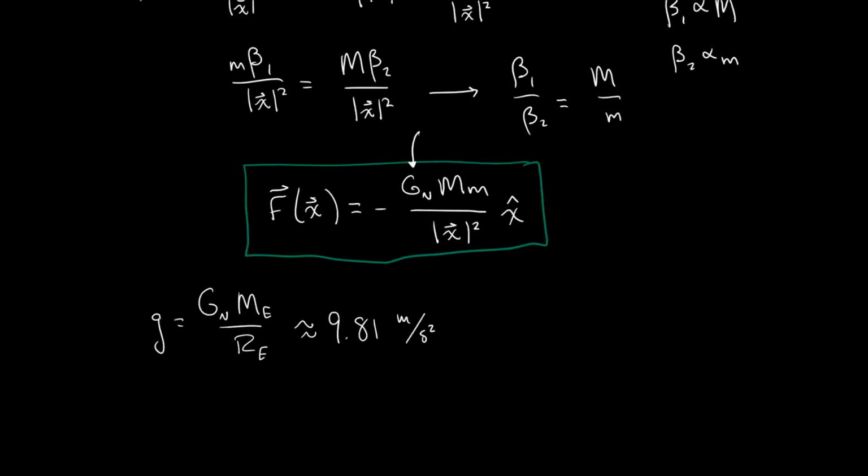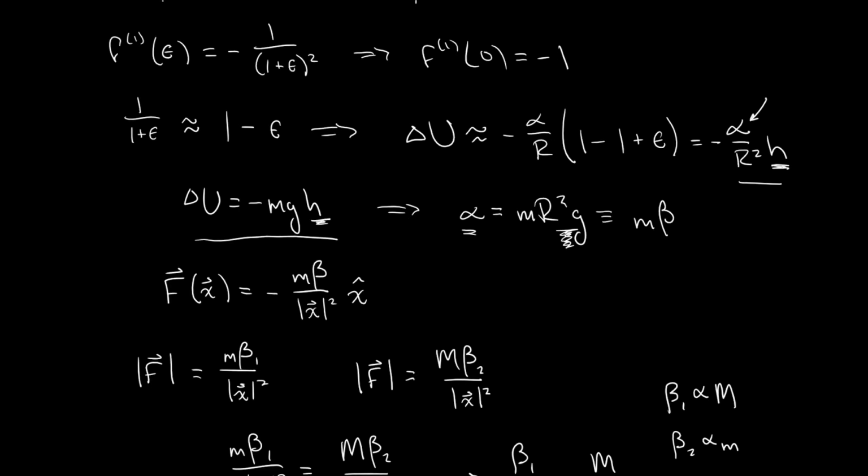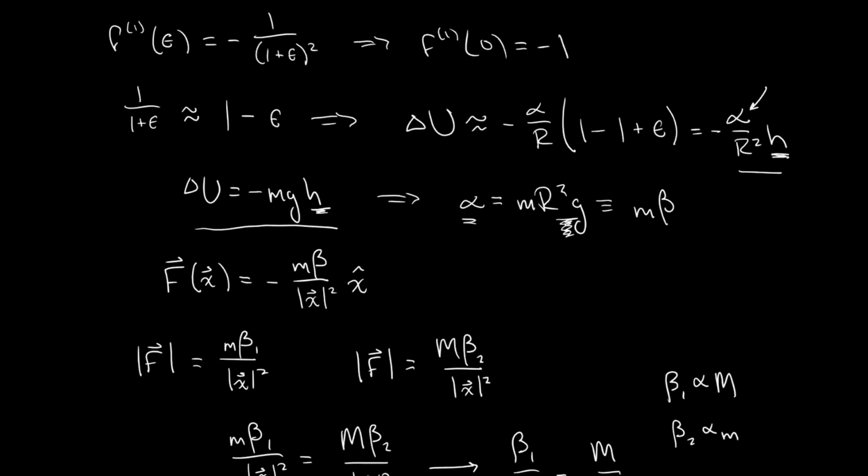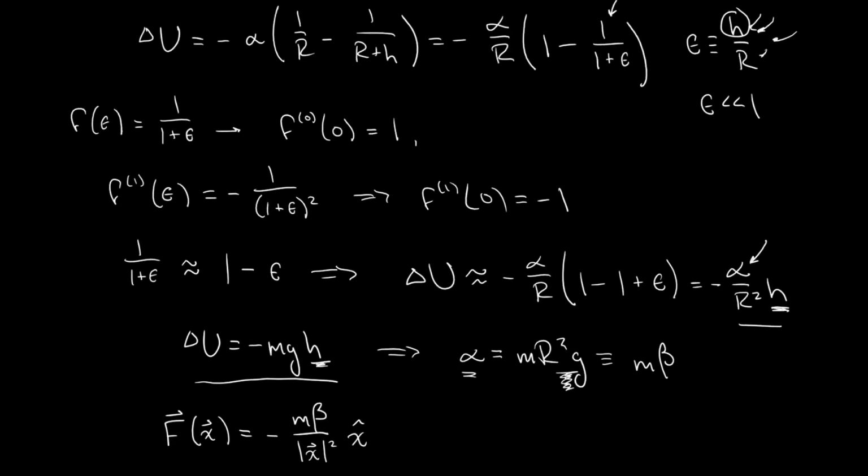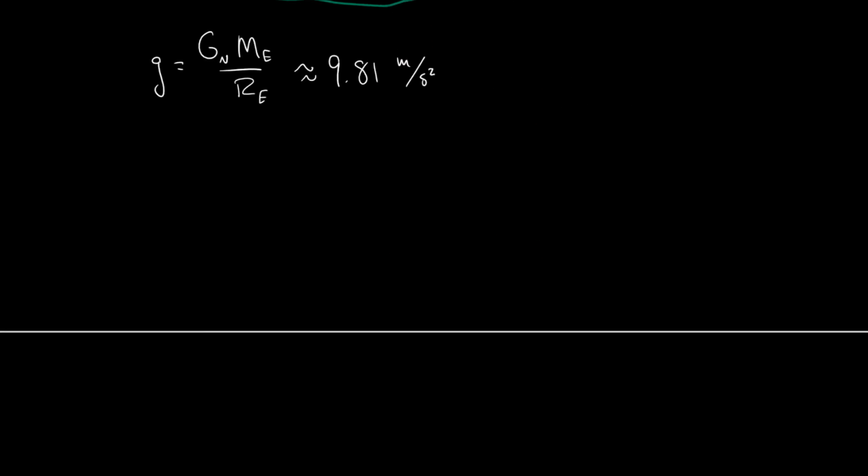So as I was saying, when I have these corrections, yes, as long as this, what I called epsilon, this h divided by r, is small, as long as that's pretty small, I can use this mgh. But when can't I? How high is too high? One might want to ask. And I mean, it's a good question, and so let's approach it.